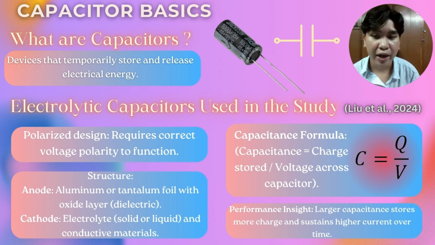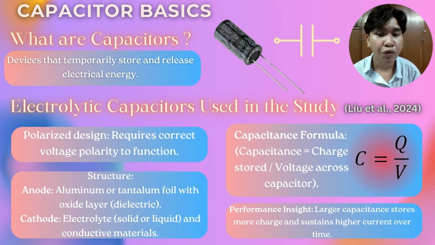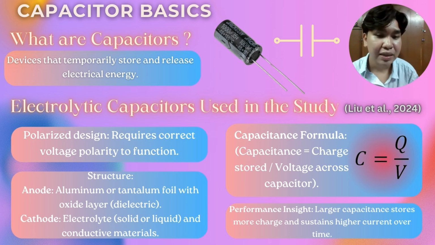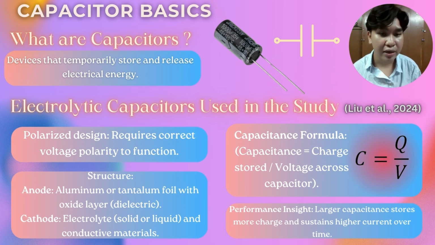For the structure, it has an anode, aluminium or titanium foil with an oxide layer, which is the dielectric. And we have the cathode, electrolyte, solid or liquid, and conductive materials. For the capacitance formula, C equals Q over V, or capacitance equals charge stored over voltage across the capacitor. For the performance insight, larger capacitance stores more charge and sustains higher current over time.